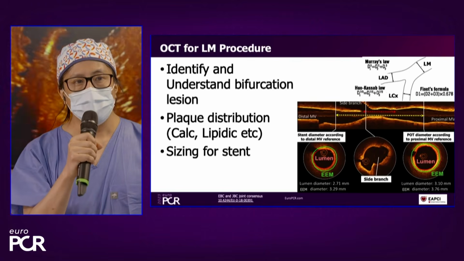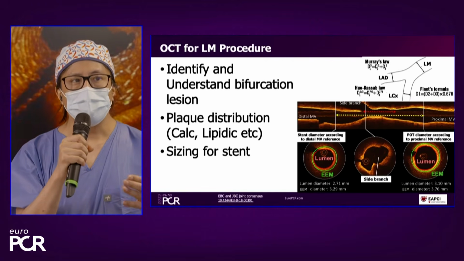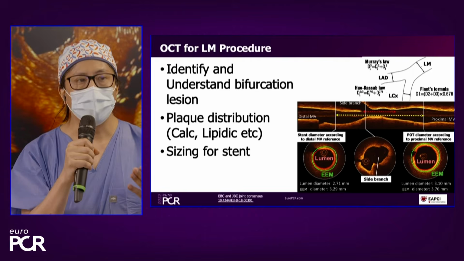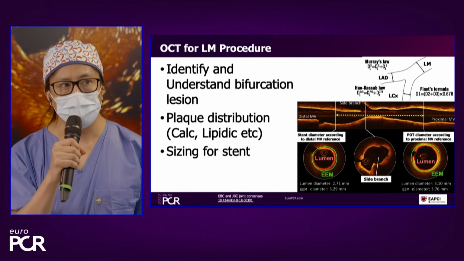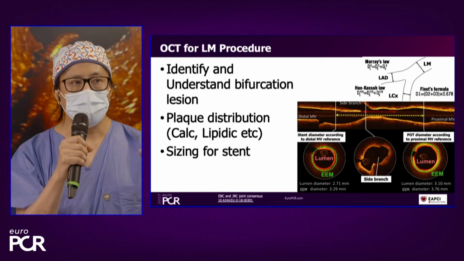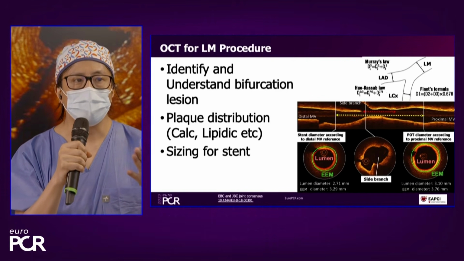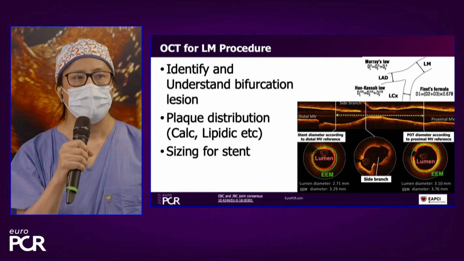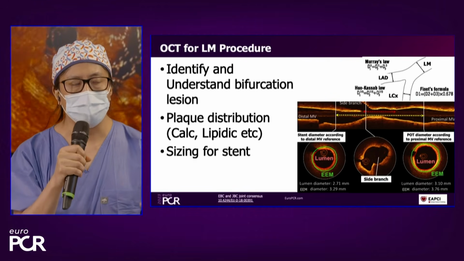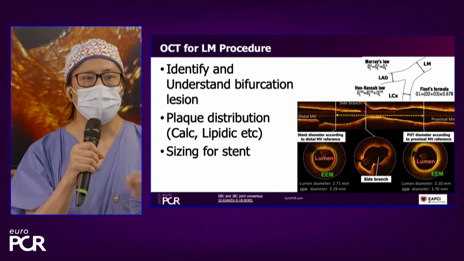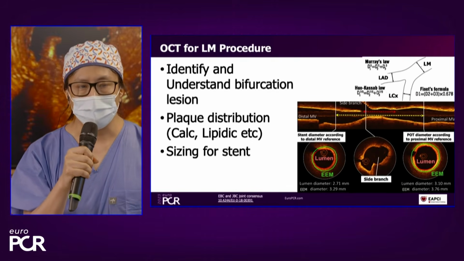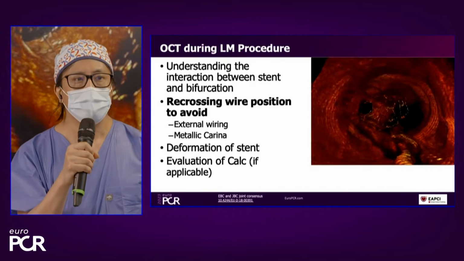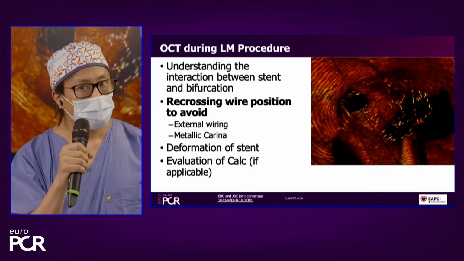Before the procedure, as shown in this case, you can really identify and understand the bifurcation lesion. Also, you can assess the severity of the disease. In this case, the minimum lumen area of the left main was 4.4. It's significant. Plaque distribution, like calcification and lipidic plaque, is important. Also, you can use this image for the sizing of the stent.